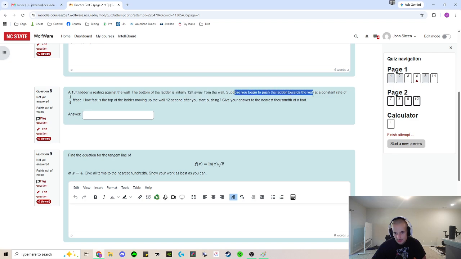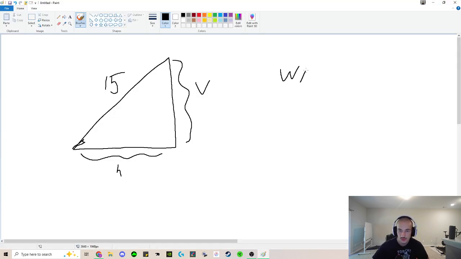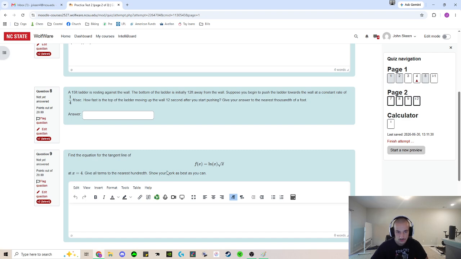Suppose you begin to push the ladder toward the wall at a constant rate of 1/4 foot per second. How fast is the top of the ladder moving up the wall 12 seconds after you start pushing? So here we're going to have to look at after 12 seconds, that we want v prime of 12, right? This is what we're gunning for. The top of the ladder moving up the wall 12 seconds after you start pushing. Okay, so a 15-foot ladder resting against the wall. The bottom of the ladder is initially 12 feet away, right?